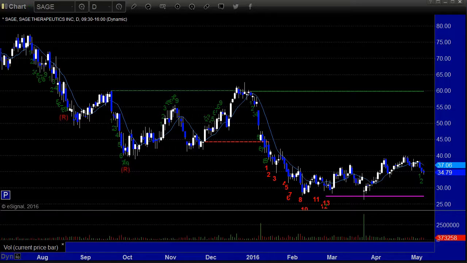Now, I'm taking both directions, buy and sell signals. You're going to see more sell signals because the market has been up. Therefore, more stocks are up. Therefore, they get to the point where they have a sell signal, an exhaustion sell signal. But there are some buy signals, and I want to show you that here.